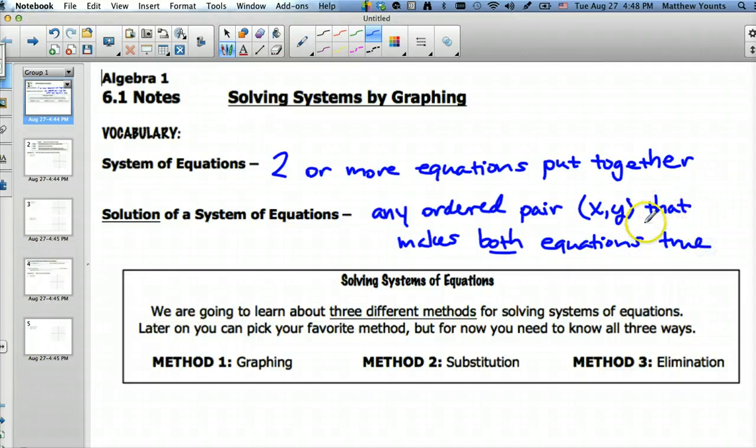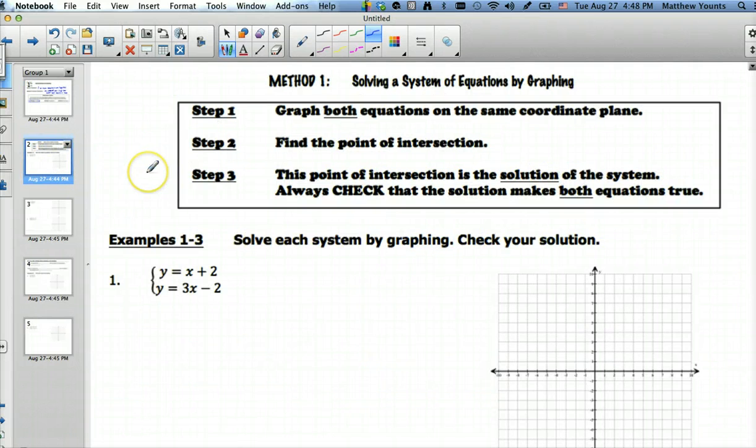And so, like I said earlier in the video, we're going to look at 3 methods for solving these systems. The first method we're going to look at today is graphing, and then over the next 2 videos we're going to look at 2 other methods, substitution and elimination. But this video is only going to focus on this first method, which is graphing. So let's take a look at the steps to solving a system of equations by graphing.